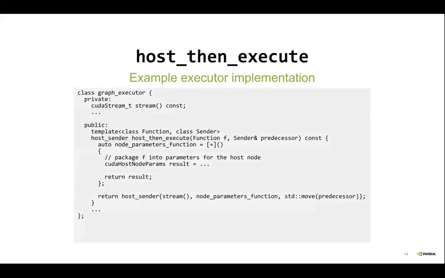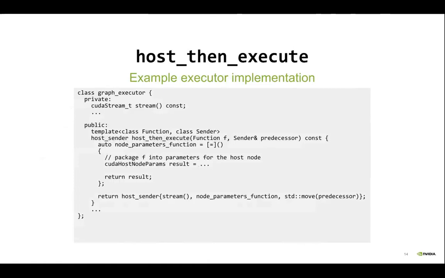So this is just an example implementation of one of those executor functions. We called it host then execute. It's just going to enqueue a node that's going to execute on the host. So the way it works is that this function host then execute takes a function to call on the host at that node, and then some predecessor object that function depends on. That's described as a sender.